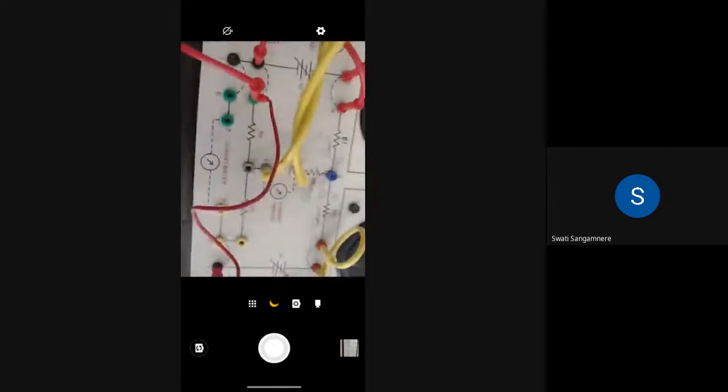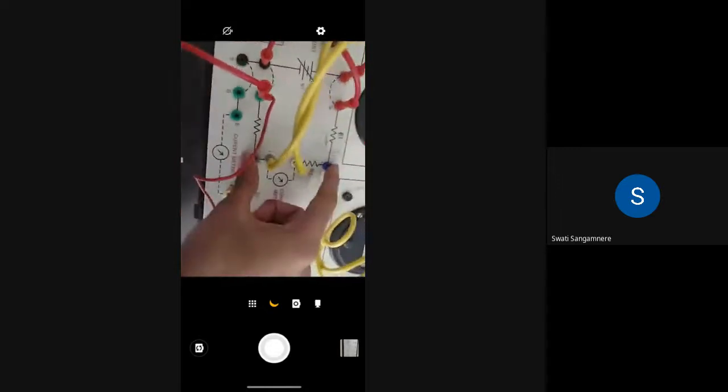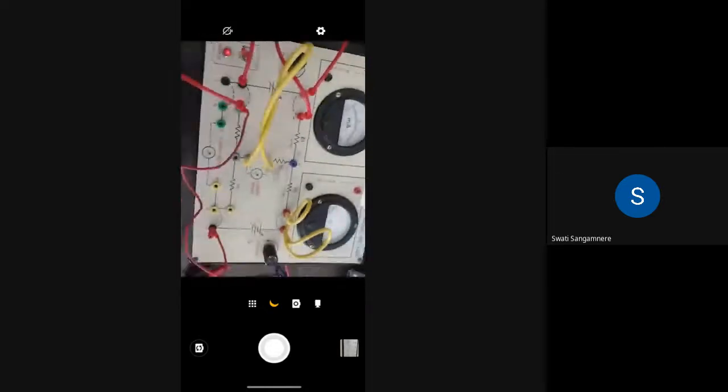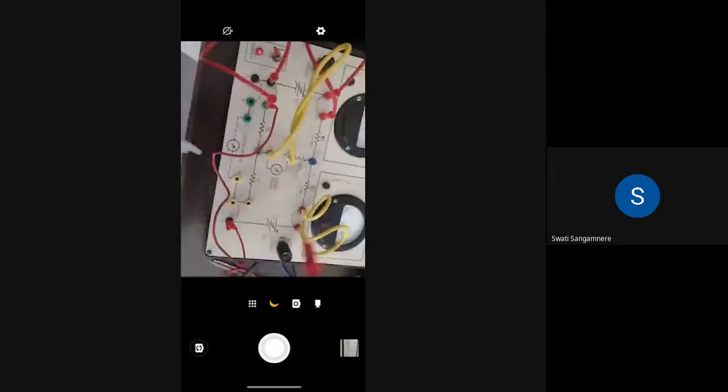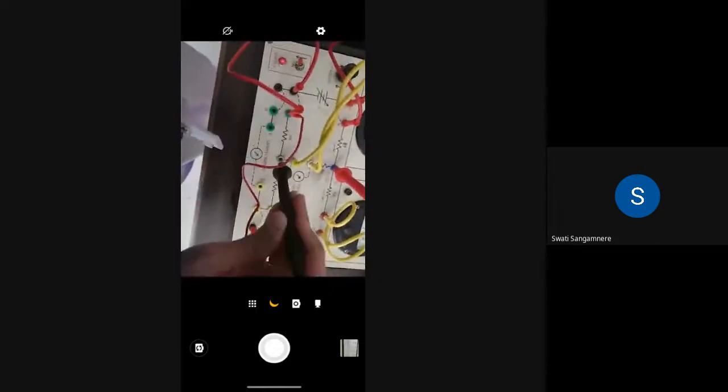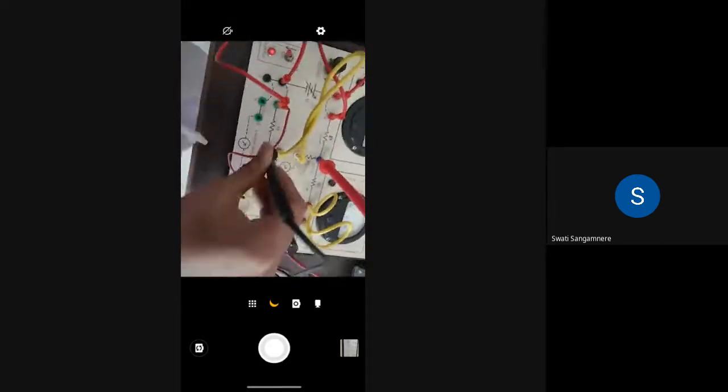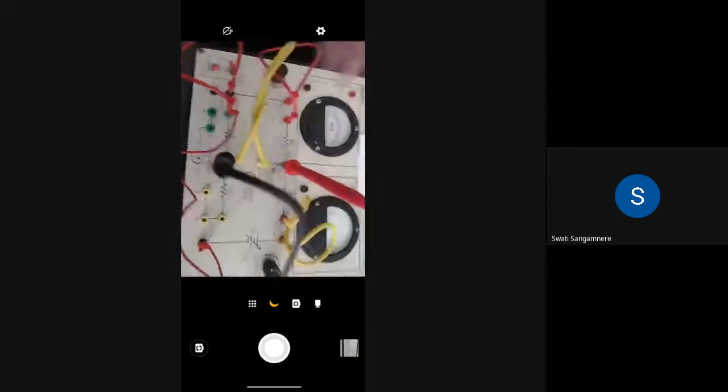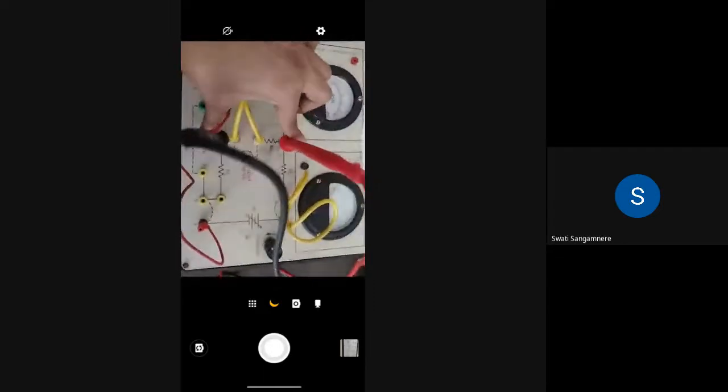Then we can measure the voltage of node VB with the help of a multimeter. So we can connect the multimeter across this node VB and measure the voltage.